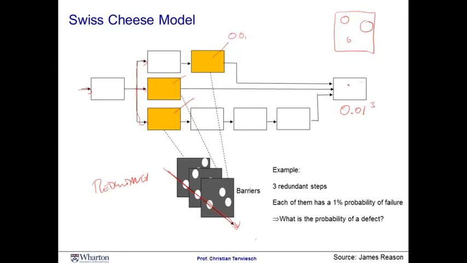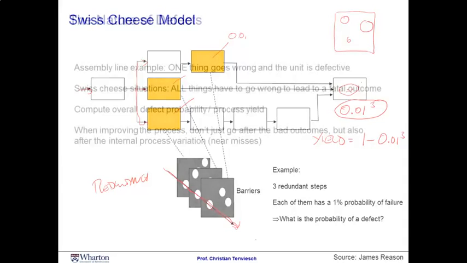So in order for the defect to happen here at the end, all 3 of them have to go wrong. We can then define the yield of this process as 1 minus 0.01 raised to the power of 3. So you notice how the process flow diagram and your understanding of what's happening in the process is driving how the individual defect probabilities get aggregated to an overall defect probability and to the process yield.